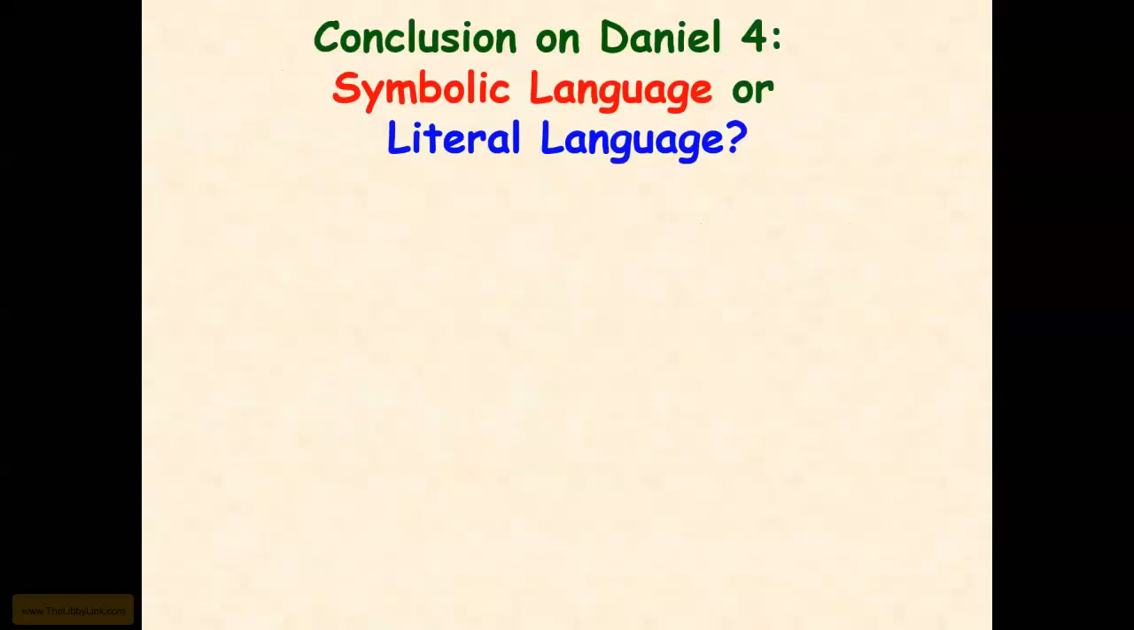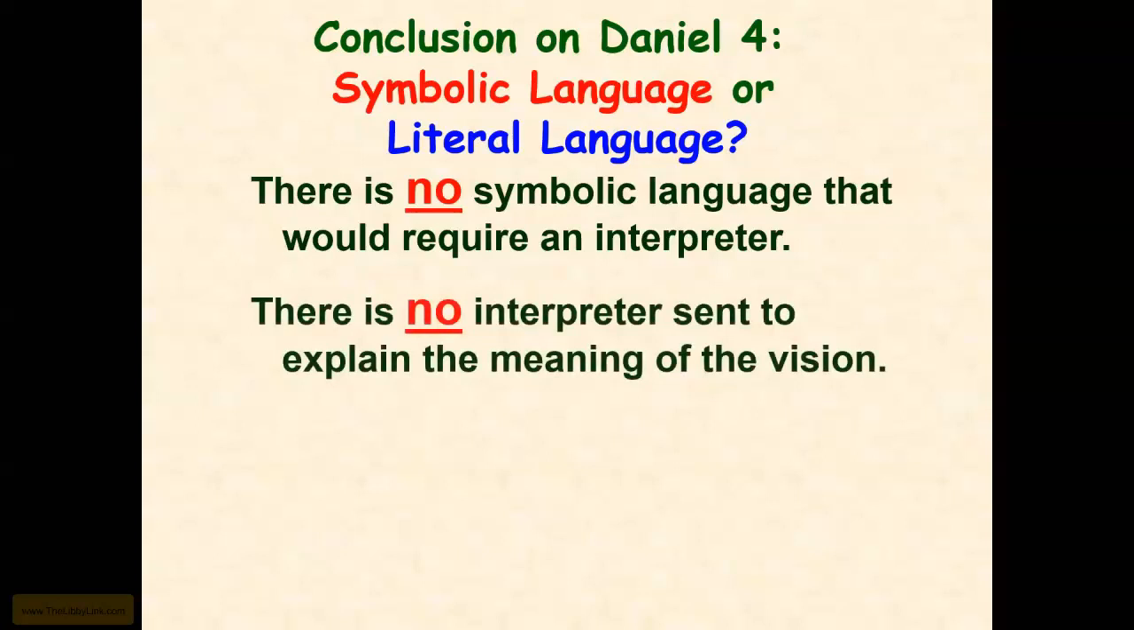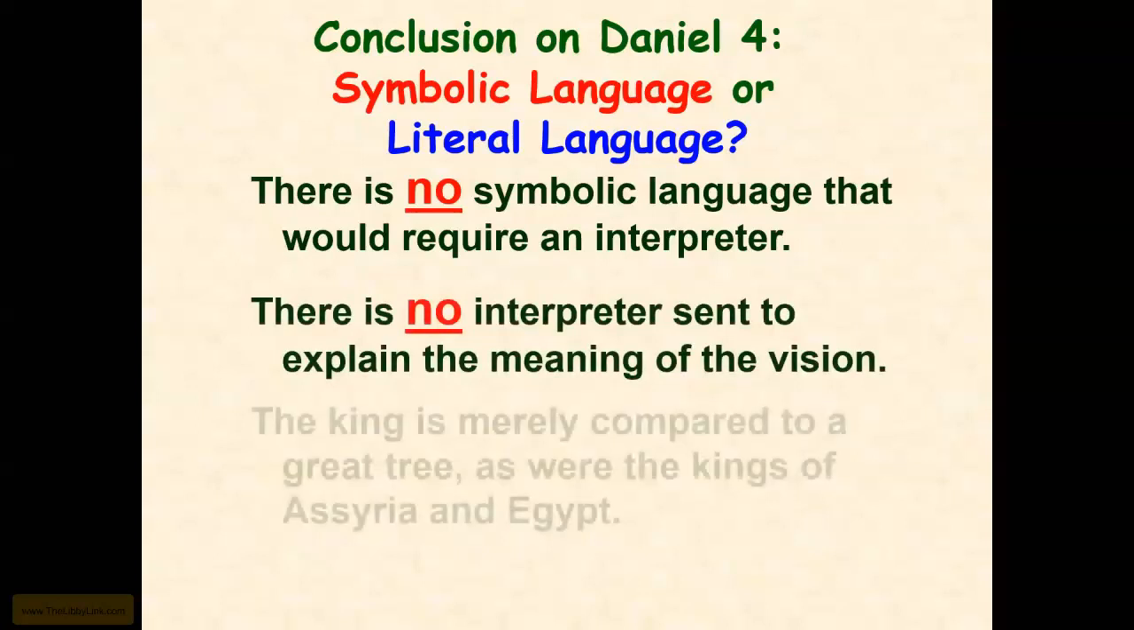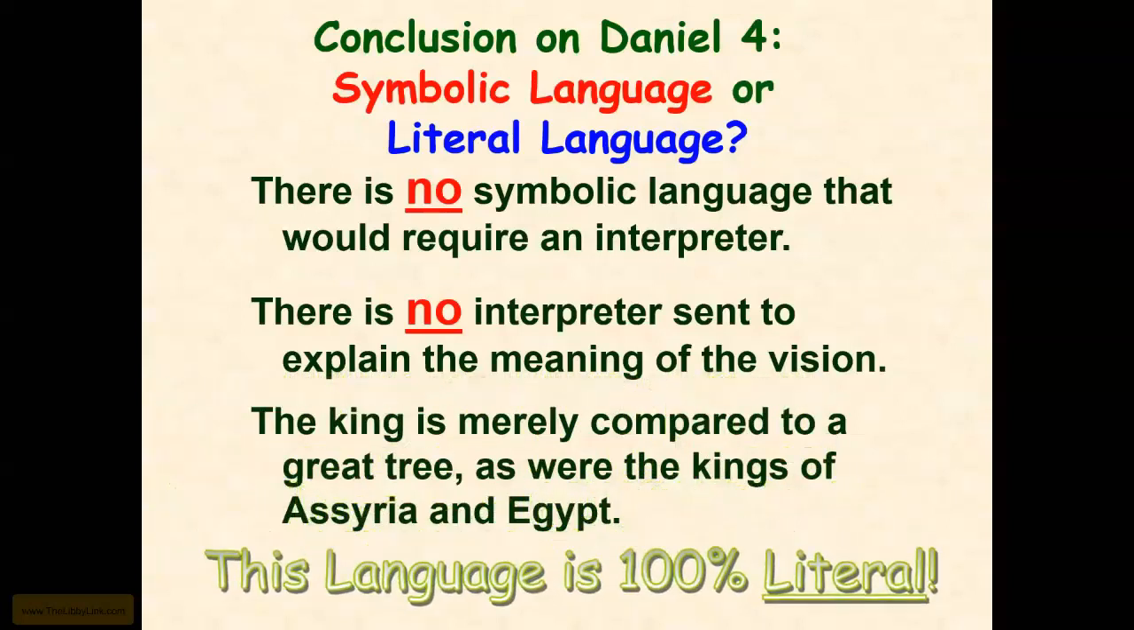Conclusion on Daniel 4, symbolic language or literal language? What do you think? Is the vision written with symbolic language or all literal language? Here's the conclusion of the matter. There is no symbolic language that would require an interpreter. There is no interpreter sent to explain the meaning of the vision. The king is merely compared to a great tree, as were the kings of Assyria and Egypt. Again, this vision is definitely 100% literal. That's the same conclusion we found for point 1.